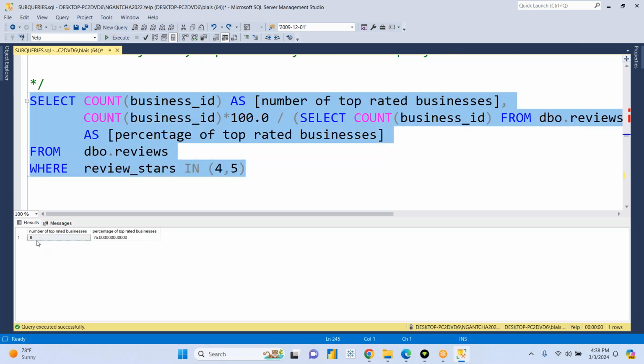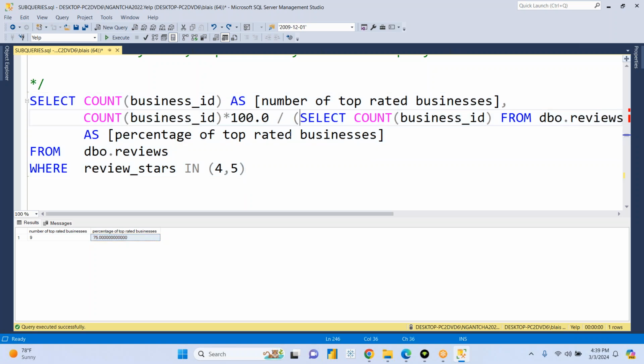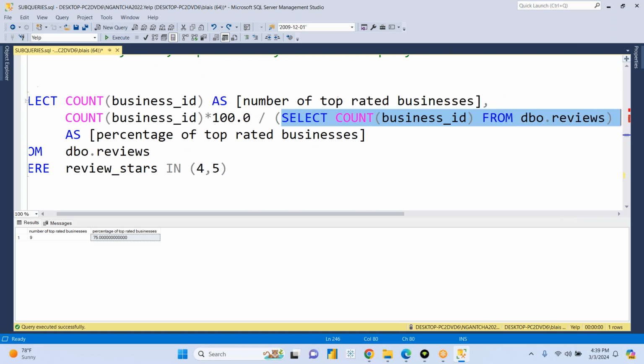So we show you the number of top rated businesses, and then the percentage of top rated businesses is the number of top rated businesses divided by the overall businesses that we reviewed. So you have to watch out. This could be tricky when you're solving this kind of question, right? The condition right here impacts whatever counting you've done. It impacts this count. It impacts this count. For us to make this counting independent of this condition, we have to run it on a separate query. That's exactly what we're doing right here.